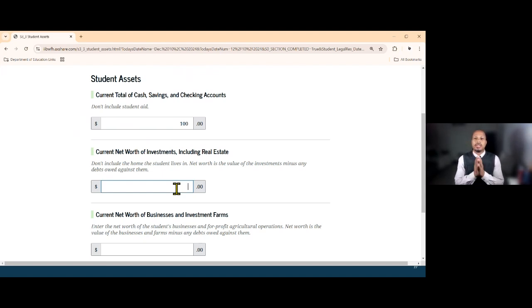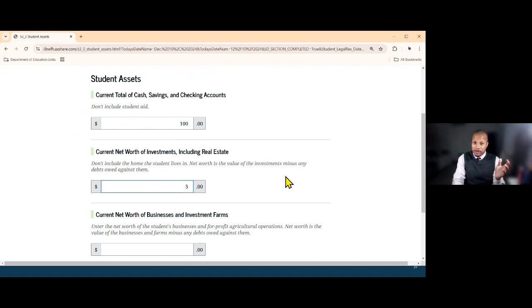The net worth is looking at the value of your investment, and that can be your investment home or a rental property. If you have a business, we're looking at the value of it minus any debt that is owed against it, and the difference between the two. So let's go back to the same example. You have a home. You have, let's say, a rental property valued at $100,000. The debt owed on the property is $50,000. That means the net worth is the difference between the 100 and the 50, making it $50,000. And then you'll put that here as $50,000.